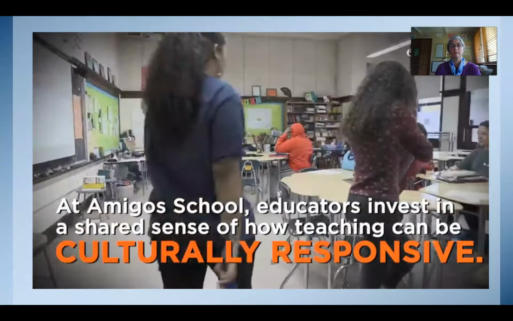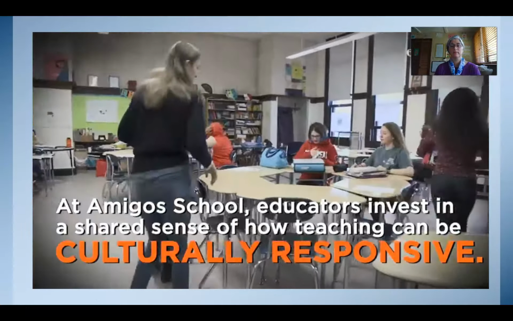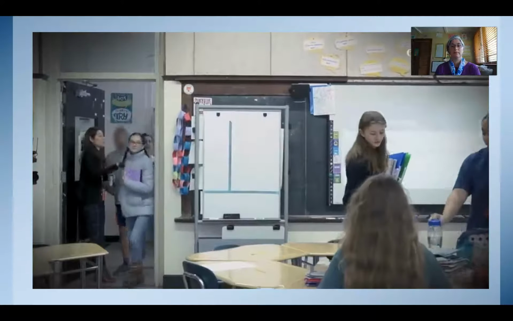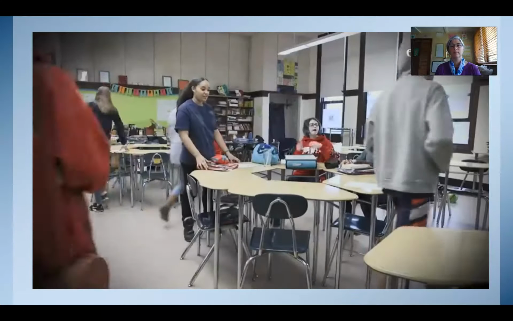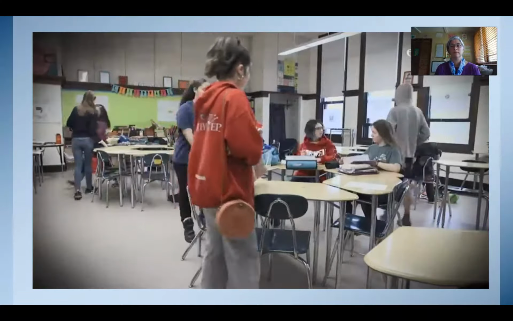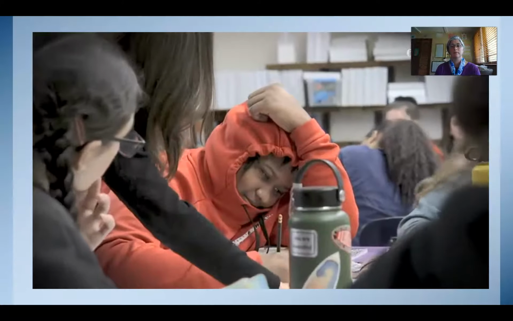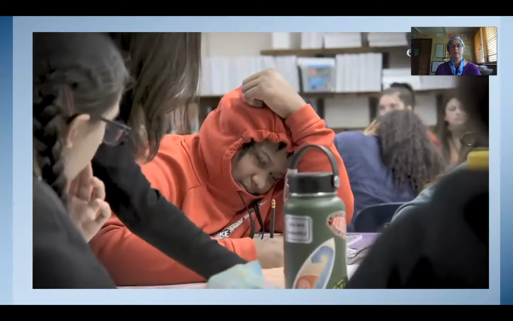There are no blank slates walking into the classroom. Culturally responsive teaching is capitalizing on all that students bring with them from their personal lives and their home lives. And it's really knowing that student, knowing where he or she is from, and using that to craft the most meaningful and rigorous learning opportunities.